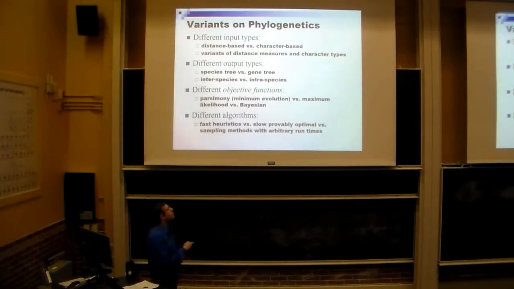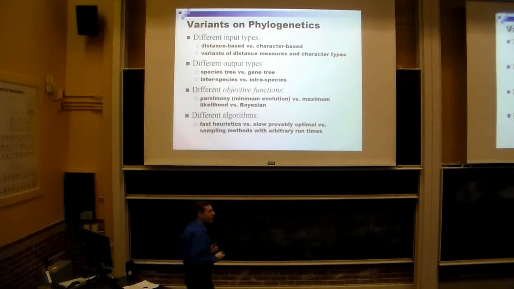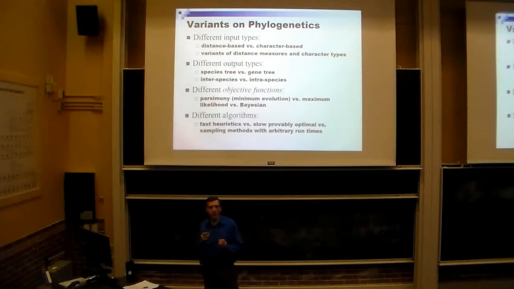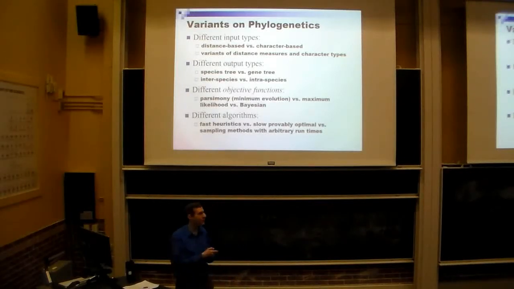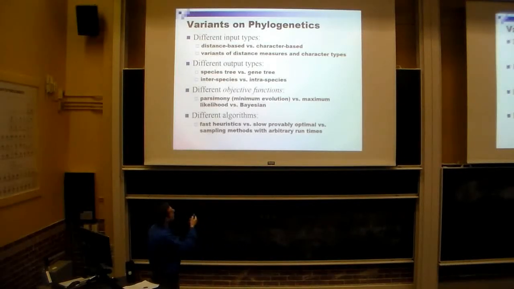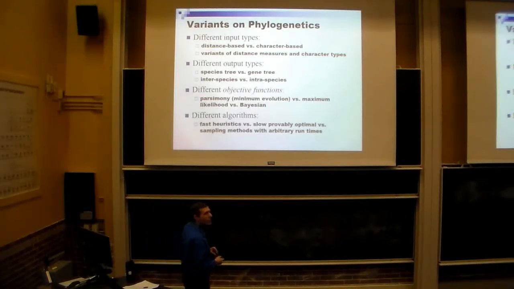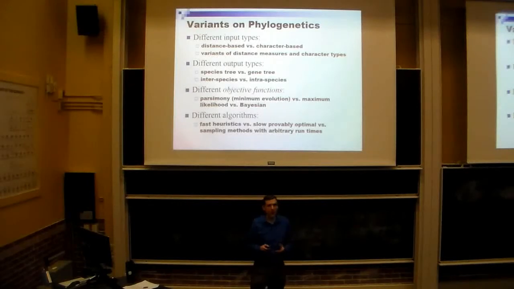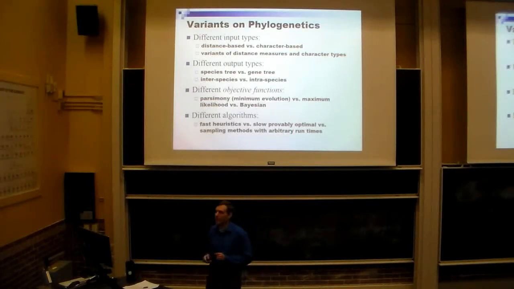There are different versions of trees we might be interested in. Most commonly, when we think of phylogenetics, we're thinking of what's called a species tree, where the nodes of our tree would represent species, and we're trying to understand how these diverge. But there are different levels of resolution, such as, for example, a gene tree, so studying evolution of particular families of genes within a set of evolving species.